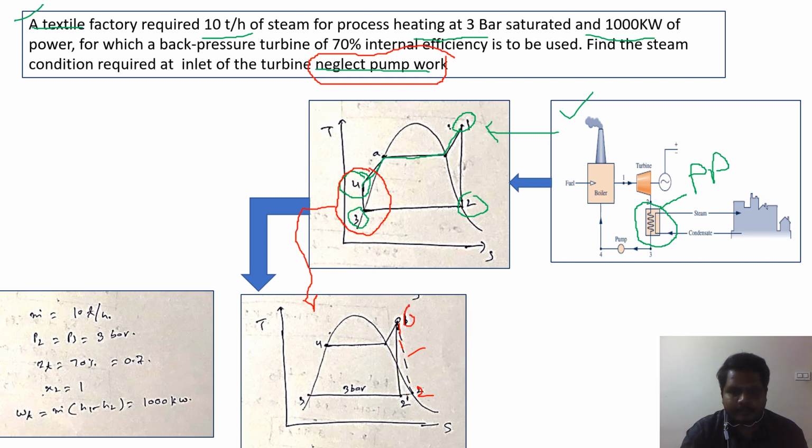Again I am repeating, generally in the process 1 to 2, which is the isentropic expansion process, when we neglect the losses, it will be a straight line on the TS diagram. But actually it is not a straight line. There will be losses in the turbine. When we consider the losses, the line looks like a curve. So that is 1 to 2.